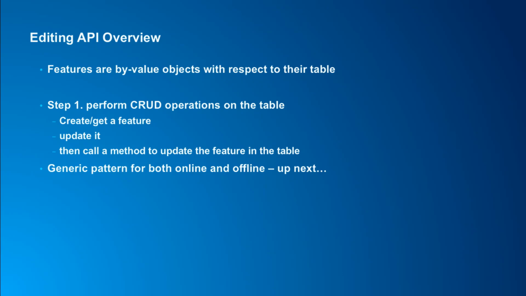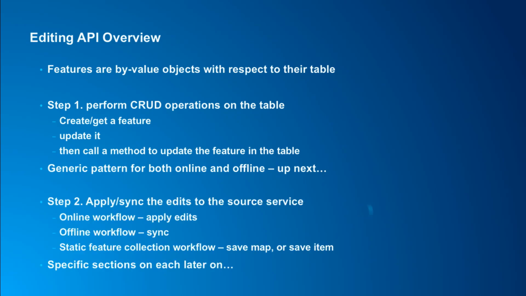So the first thing you do is you get a feature, you change its attributes, and then you call a method to update it on the table. And that's really step one of your editing workflow. And you do that whether it's online or offline. And then the next thing you do is you then apply those changes to the source of that feature table. That's either with a sync-enabled geodatabase, syncing it back to the service, or it's applying those edits back to the service in an online workflow. So depending on whether you're online or offline, this is where the differences come in. The editing, the step one is the same, regardless whether you're online or offline. You can reuse all of that code. But step two is where the differences come in.